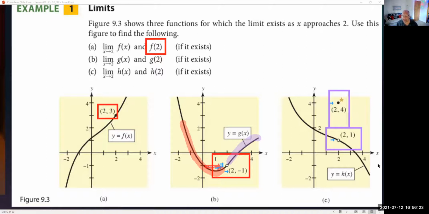Actually, you see ink there for the dot. It's not a hole, it's a colored in dot. And what that means is that is the answer of f of 2. In the case on the far right, f of 2 is 4. However, the limit as x approaches 2 is not 4.